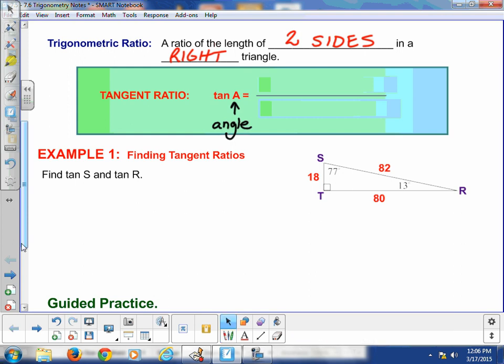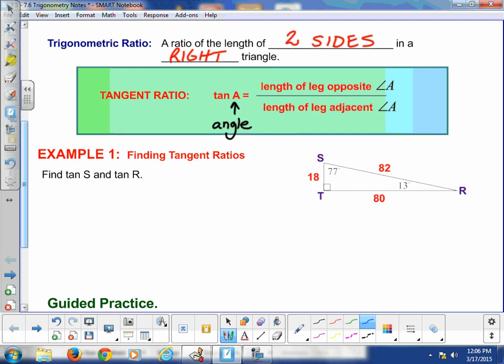So the tangent ratio, tan A, is equal to the length of the leg opposite angle A over the length of the leg adjacent to angle A. And we will know that as the shorthand opposite over adjacent. So just remember, tan represents opposite sides over the adjacent sides.